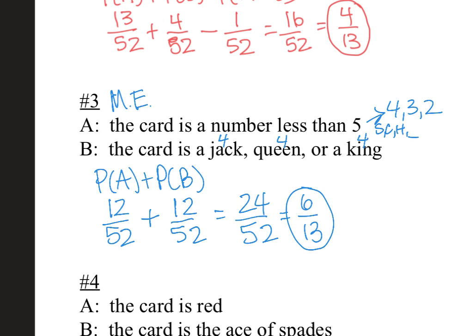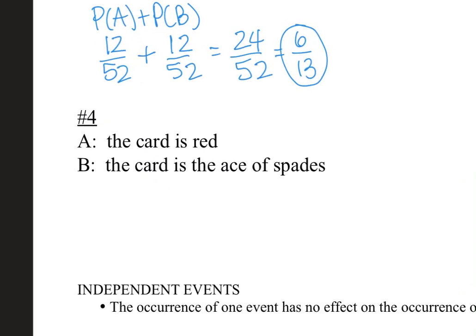Okay. Oh, diamonds is the other one. There you go. Spades, clubs, hearts, and diamonds. So there's 4 of spades, 4 of clubs, 4 of hearts, 4 of diamonds. 3 of spades, 3 of clubs, 3 of hearts, 3 of diamonds. Okay, so there's 4 of each one. Okay, next one, number 4.